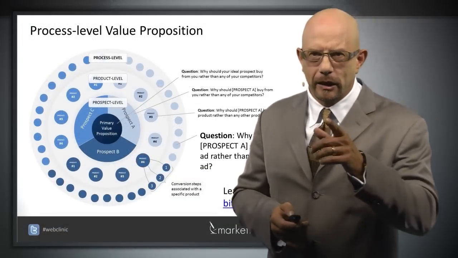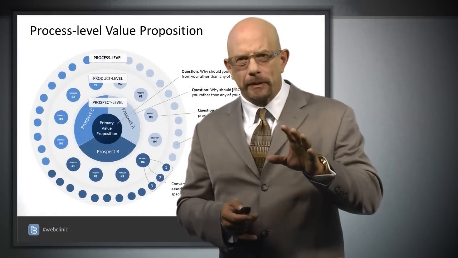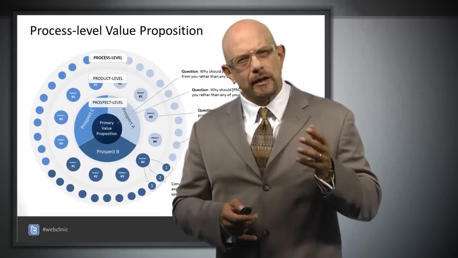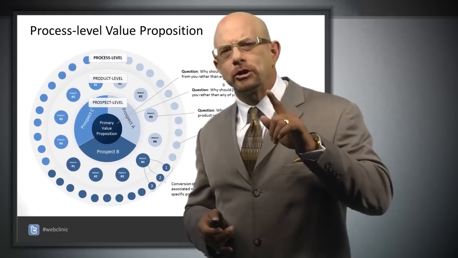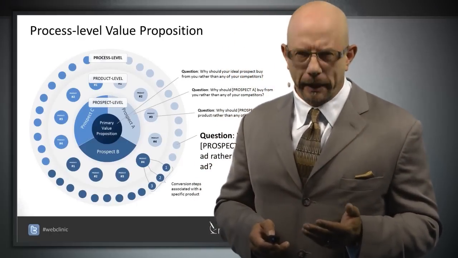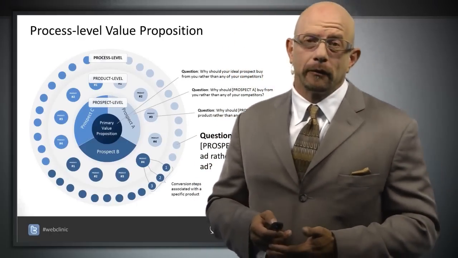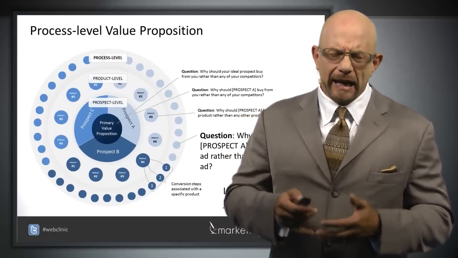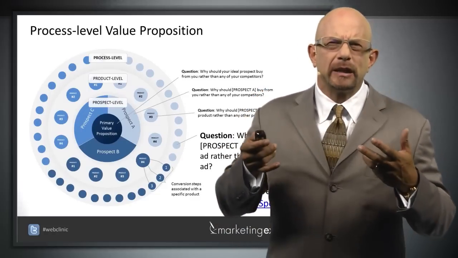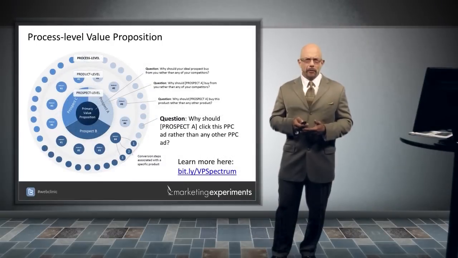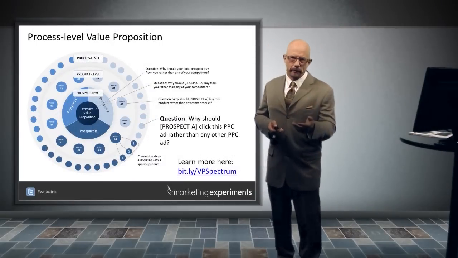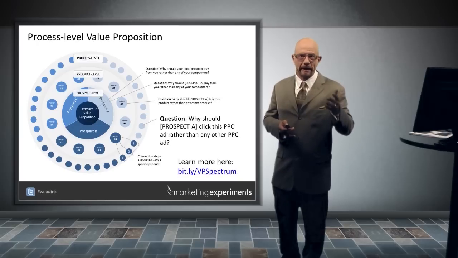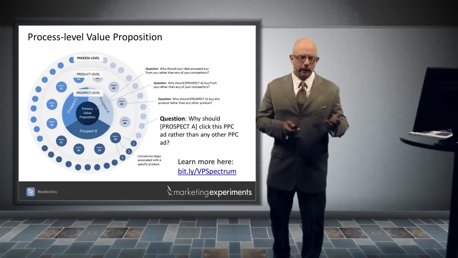In the end, as you'll see here, the key in your value proposition is being able to answer this question. At the core, it is this: if I am the ideal customer, why should I purchase from you rather than any of your competitors? Now, that flows all the way down to the process level. And it's the same formulation, but it's over a different set of choices. And at a process level, we're trying to move people forward. And you'll ask a question like you see here. Why should, whatever the prospect is, prospect A, click this paid search ad rather than any other?